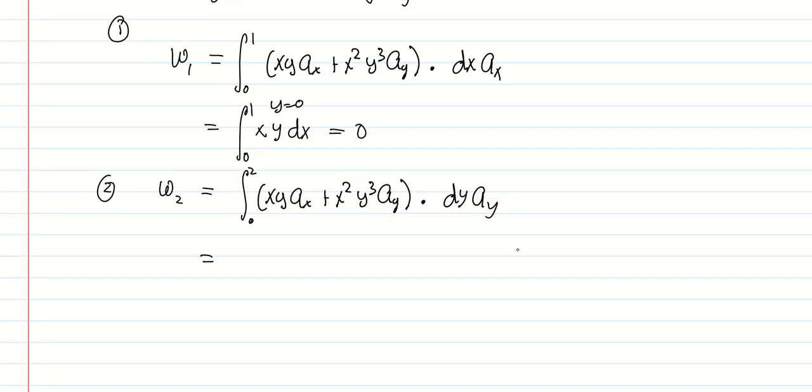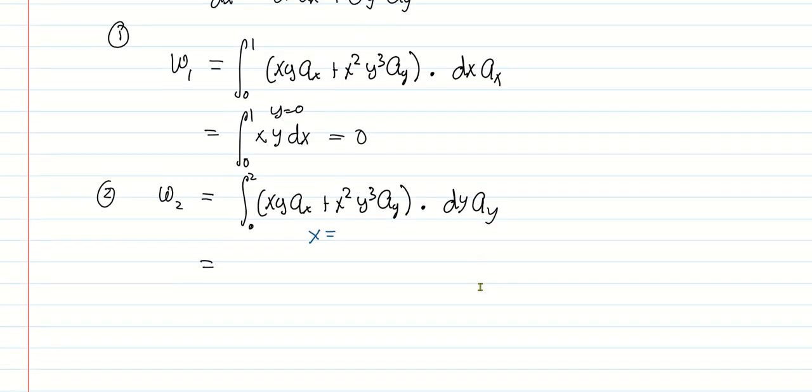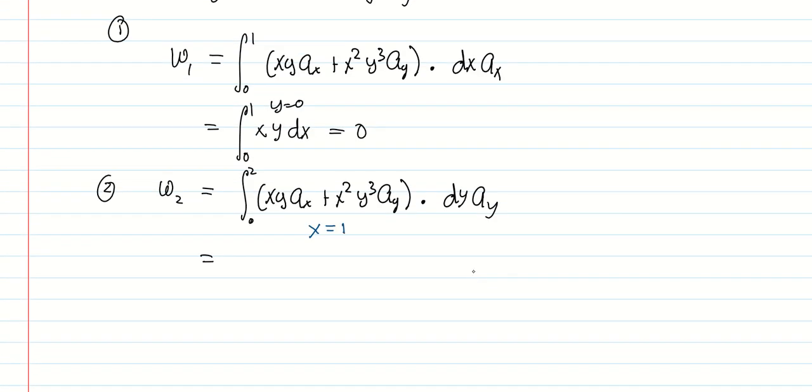Then we take the dot product: ax dot ay is 0, ay dot ay is 1, and we know that x is equal to 1. So we can just substitute that in our equation. This will become the integral from 0 to 2, and we don't have this dot product because it's 0. It's just equal to x squared times y cubed, or 1 squared times y cubed times dy. And 1 cubed is just equal to 1.